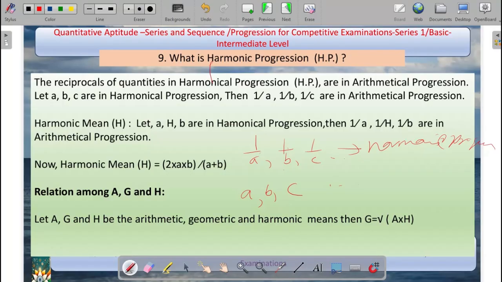And the relation among a, g, h: h means harmonic mean, g means geometric mean, a means arithmetic mean. So the geometrical mean g is equal to root over arithmetical mean times harmonic mean.